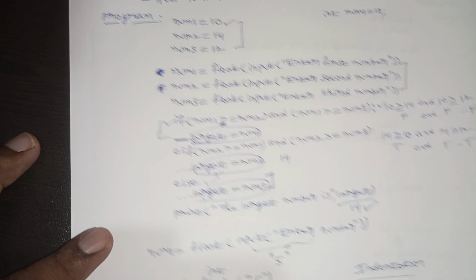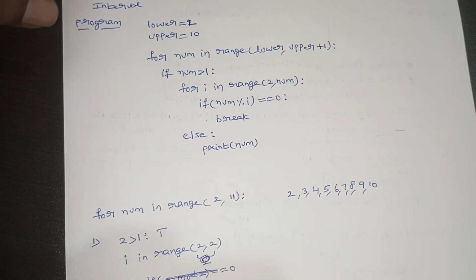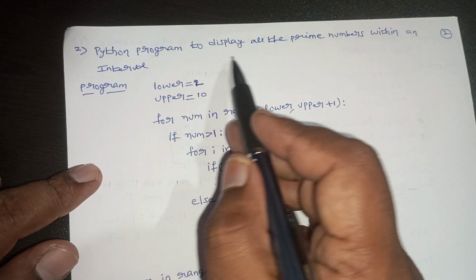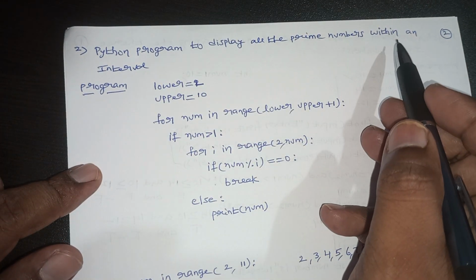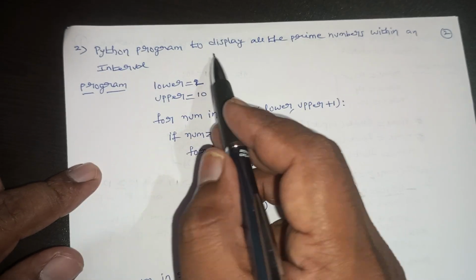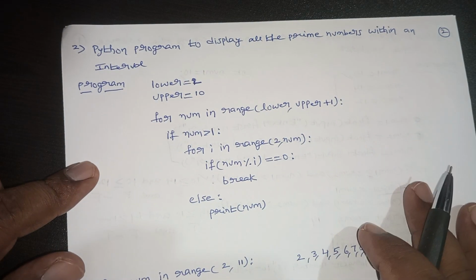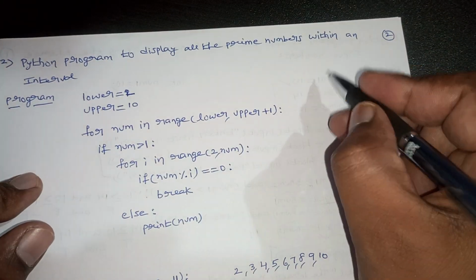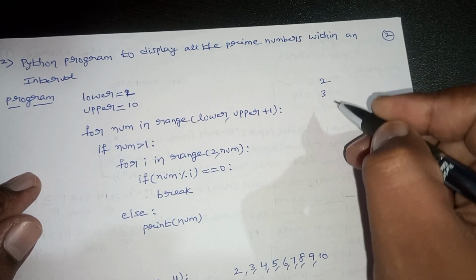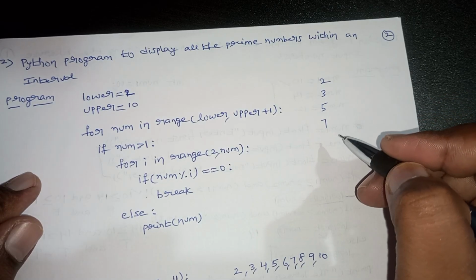Now take the second program. What is the second program? Python program to display all the prime numbers within an interval. Now what is a prime number? 2 is a prime number, 3 is a prime number, 5 is a prime number, 7 is a prime number.